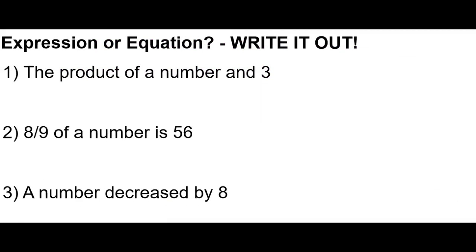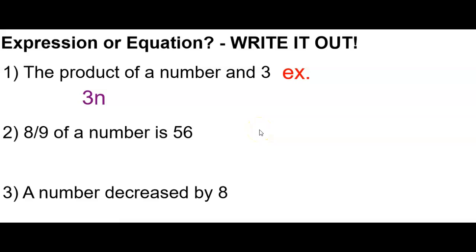So number 1 says the product of a number and 3. So product is actually a word we could add to our vocabulary under multiply. And the phrase of a number means we're going to need to select a variable. In my examples, I've selected n as the variable I'm going to use. So first thing, I'm going to identify this as an expression because it is not telling me that it is equal to something. So the product of a number and 3. So that means to multiply 3 and the number.